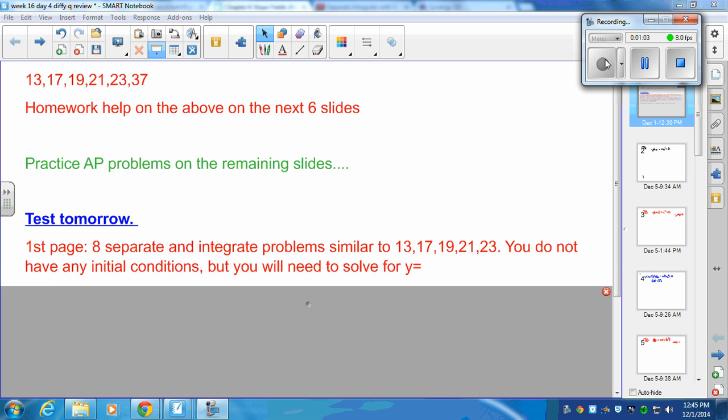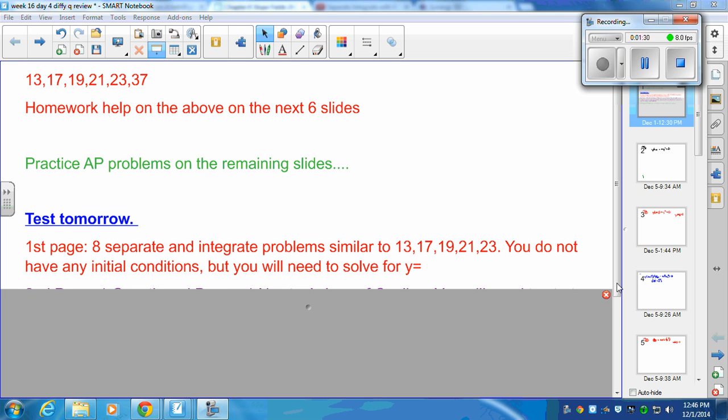As for the test tomorrow, the first page will have 8 separate and integrates. No funny business to it, just separate, integrate, separate, integrate. You will not have to solve for the C, so there will be no initial condition, but you will need to get it to be y equals. So you're going to have to do some fuzzy math on that C just to get it to be y equals. But 8 problems, separate, integrate, very straightforward.